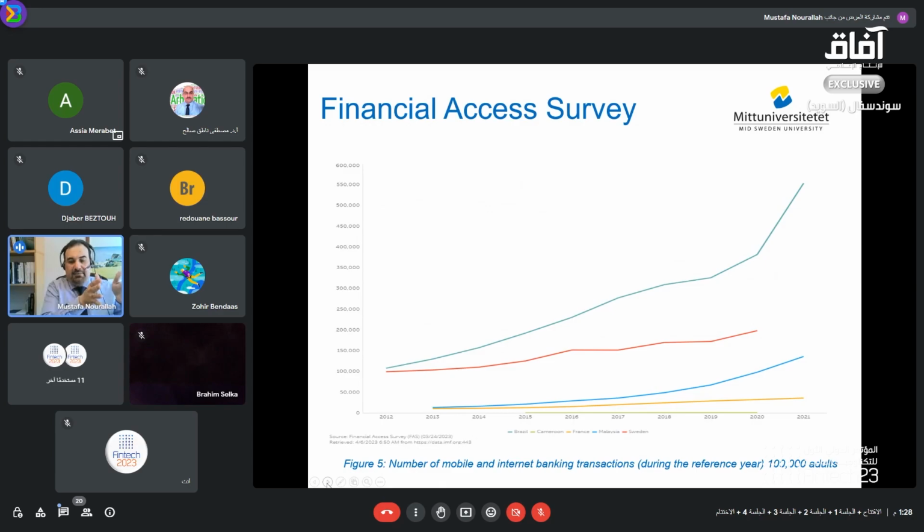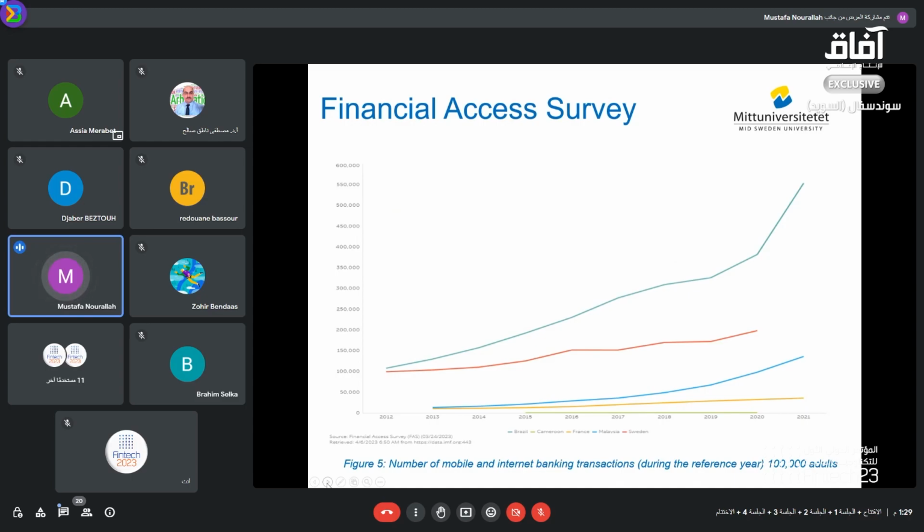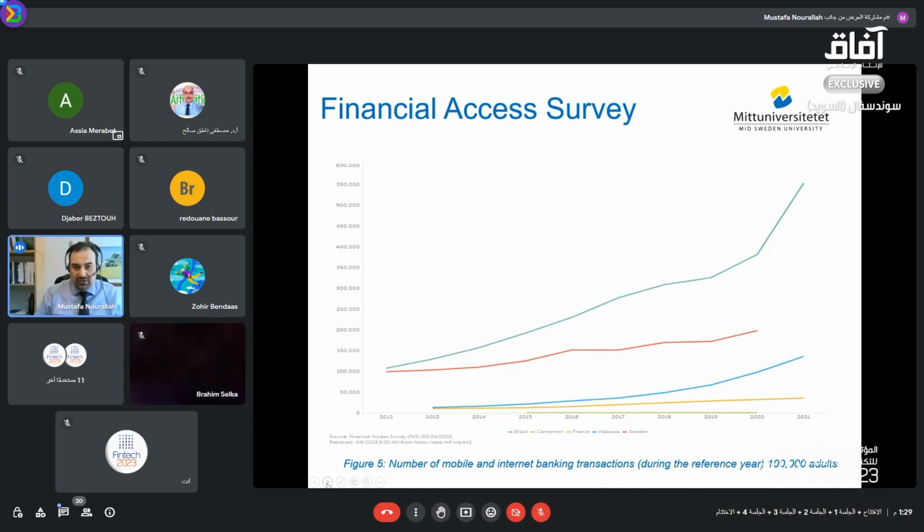Now we have talked about ATM machines and debit cards, and let us go one step further to check how things look in mobile and internet banking transactions. We can see a kind of increase, especially clear in the case of Sweden. This is clear in the case of Brazil as well. Can you see there's a very sharp increase in these countries, as well as in the blue one, Malaysia. So most likely the number of mobile and internet banking transactions is increasing in various countries.